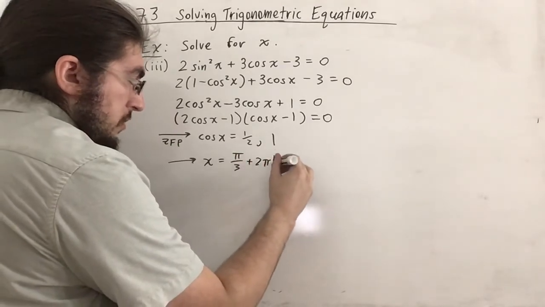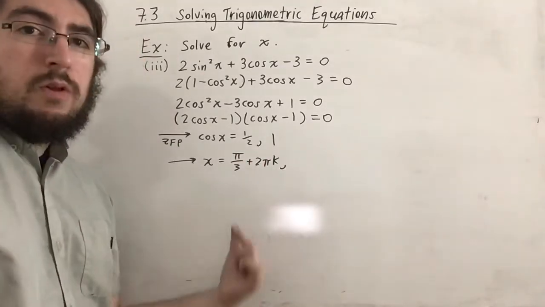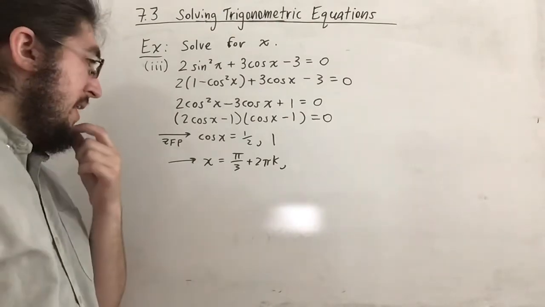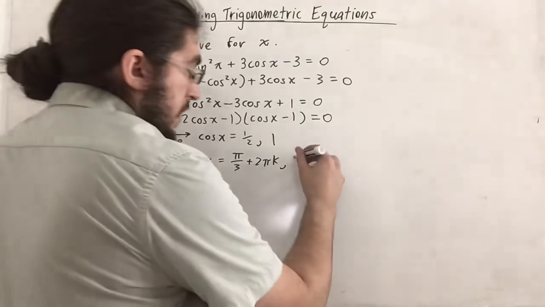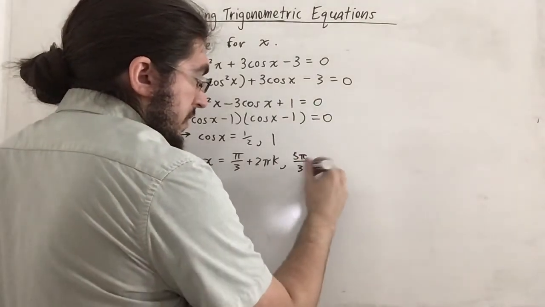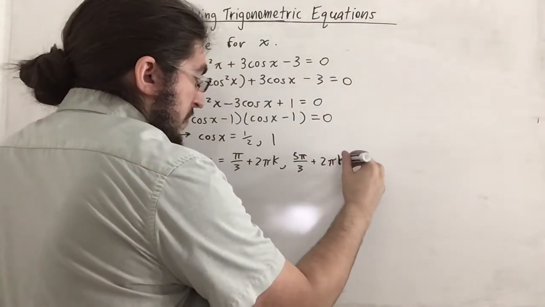So I'll write that plus 2 pi k. Or, well, in the fourth quadrant is where cosine is also positive. So that would be, well, in the fourth quadrant, pi over 3 would be 5 pi over 3. So it's 5 pi over 3 plus 2 pi k. And that's it for the 1/2 solution.